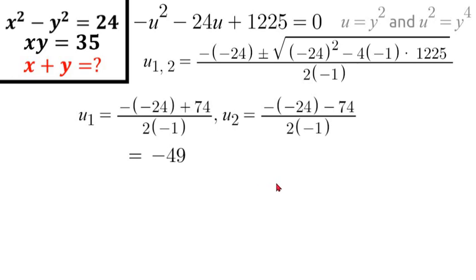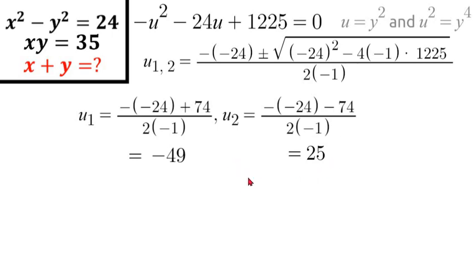Now, our right side would be equal to 25. We'd have a positive 24 minus 74, right, would be negative 50, divided by a negative 2 would be positive 25.